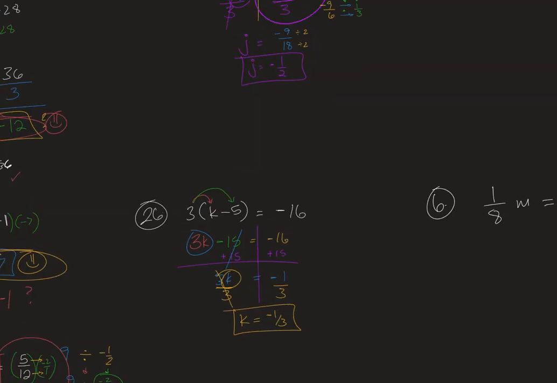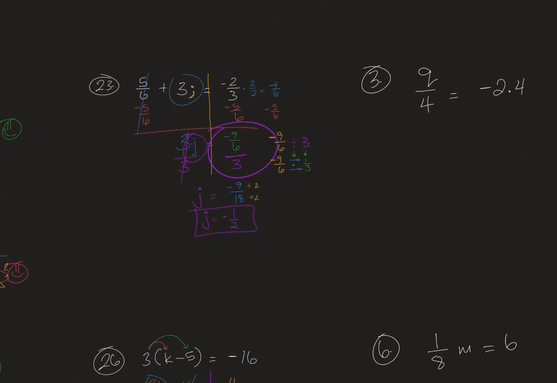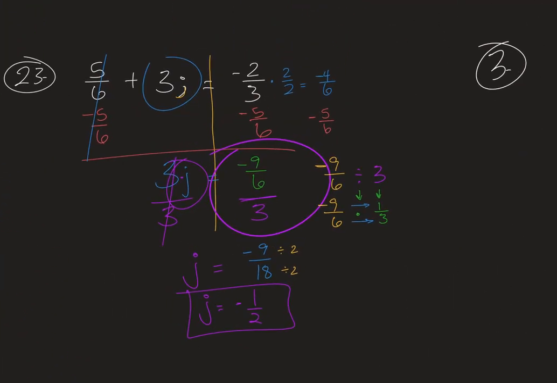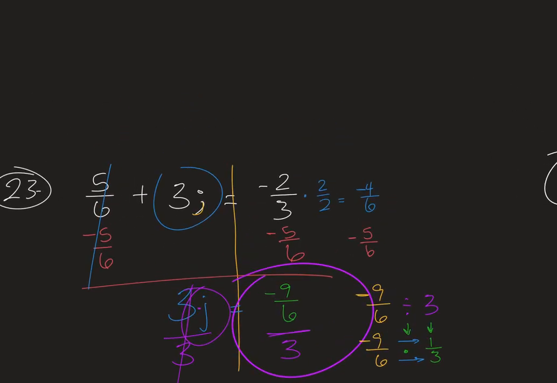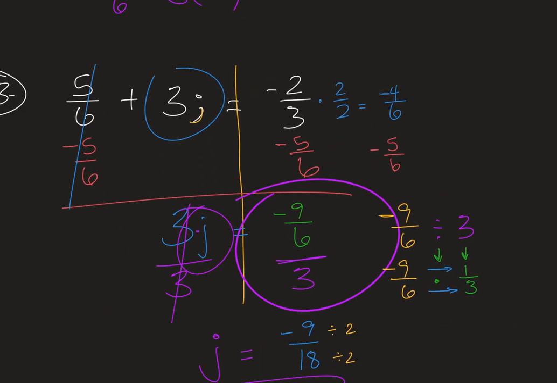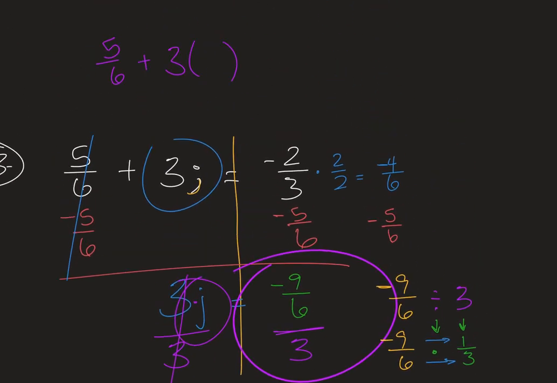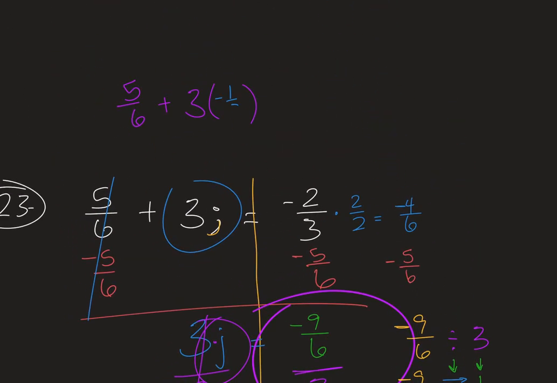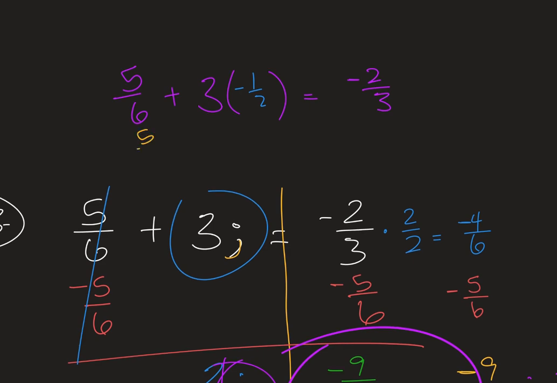You know what I forgot to do? Check my answer back up here. So if negative 1/2 is my answer, let's plug it in right here. 5/6 plus 3 times, what was it, negative 1/2? Yes, negative 1/2. Does that equal negative 2/3? And you might be thinking, oh my gosh, how will I know this? You can do this. 5/6, 3 times negative 1 is negative 3.